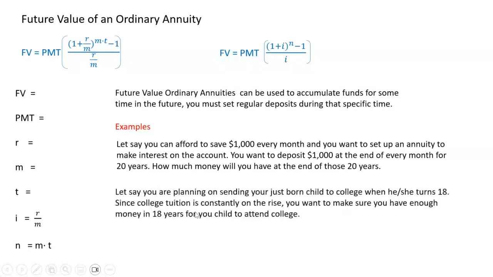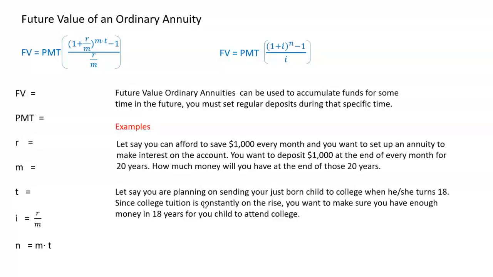Okay, now here's another example. Let's say that you are planning on sending your just born child to college when he or she turns 18. Since college tuition is constantly on the rise, you want to make sure you have enough money in 18 years for your child to attend college. Because in this example, I like to tell my students that most students, I think at EPCC, receive financial aid. So I tell my students that once your kids are 18, more than likely they're not qualified for financial aid. Why? Because you'll be making good money, because that's the reason for coming to school, to improve our lifestyle and be safe financially.